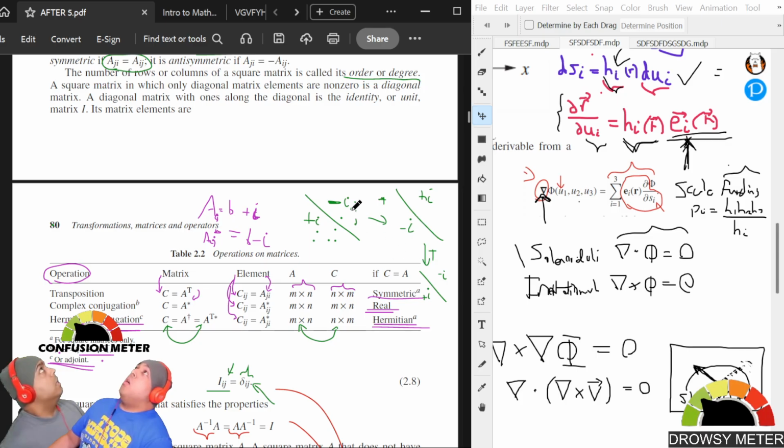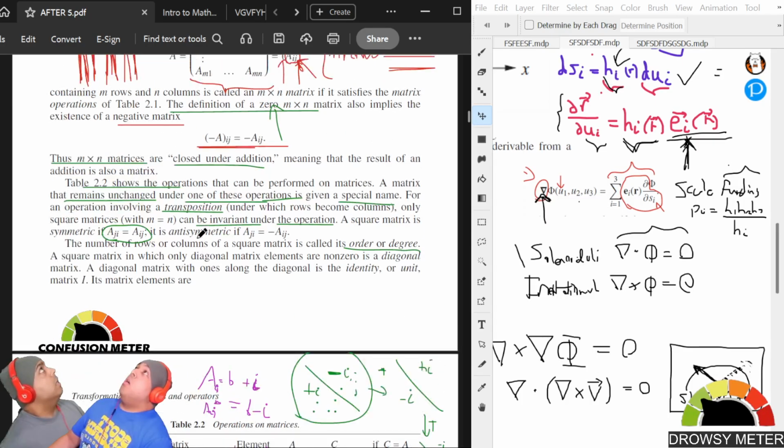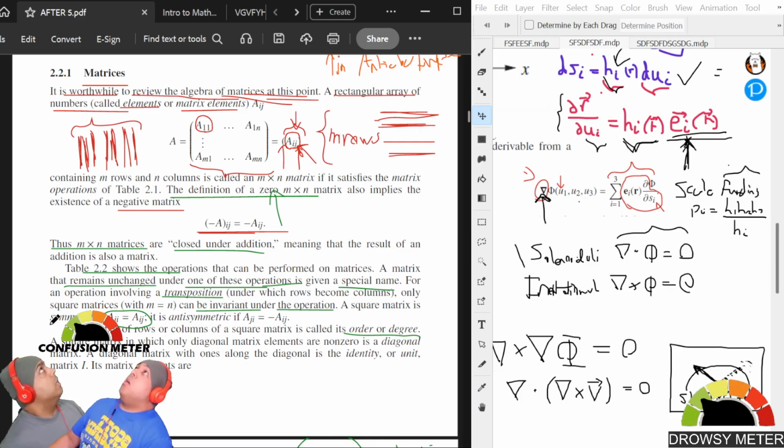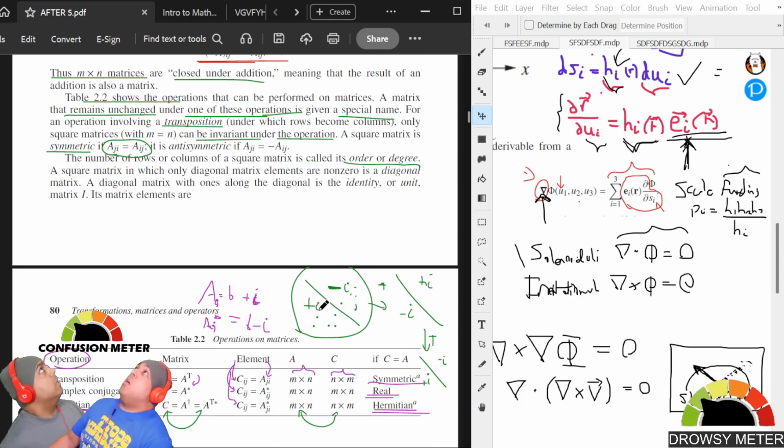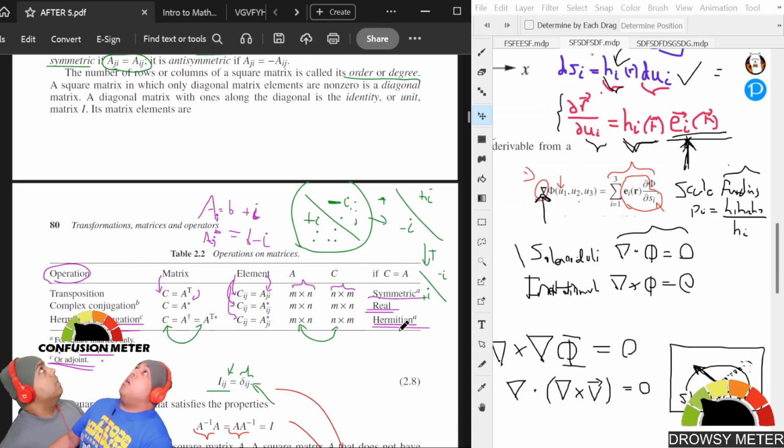So these guys are equal, yeah, but I wouldn't say they're symmetric, because they had a definition for symmetric: Aji equals Aij, but that's not the case here. These two are not equal. So it's not necessarily symmetric.